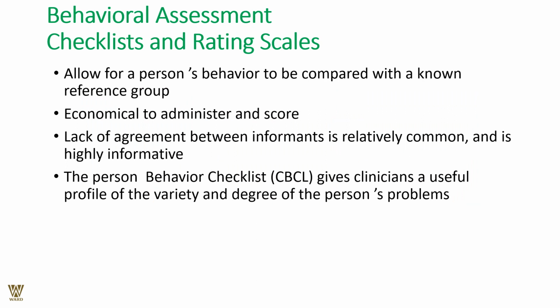Behavioral assessment uses checklists and rating scales, which allow a person's behavior to be compared with a known reference group, and are economical to administer and score. Lack of agreement between informants is relatively common and is highly informative. The Child Behavior Checklist, or CBCL, what does it tell you? It gives clinicians a useful profile of a variety of degrees of the person's problem, how deeply engraved the problem is. It helps the assessor understand what we are looking into.